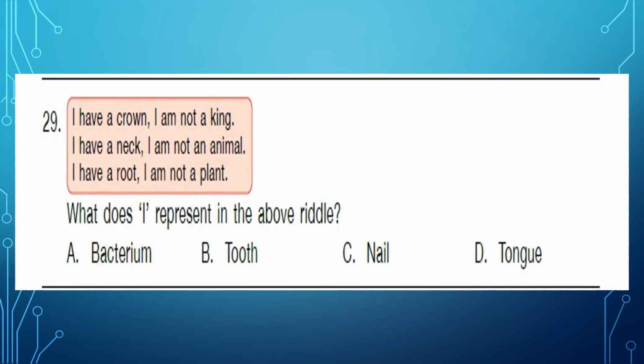Question number 29. I have a crown and I am not a king. I have a neck. I am not an animal. I have a root. I am not a plant. What does I represent in the above riddle? Option A, bacteria. B, tooth. C, nail. D, tongue. And the right answer is option B, tooth.